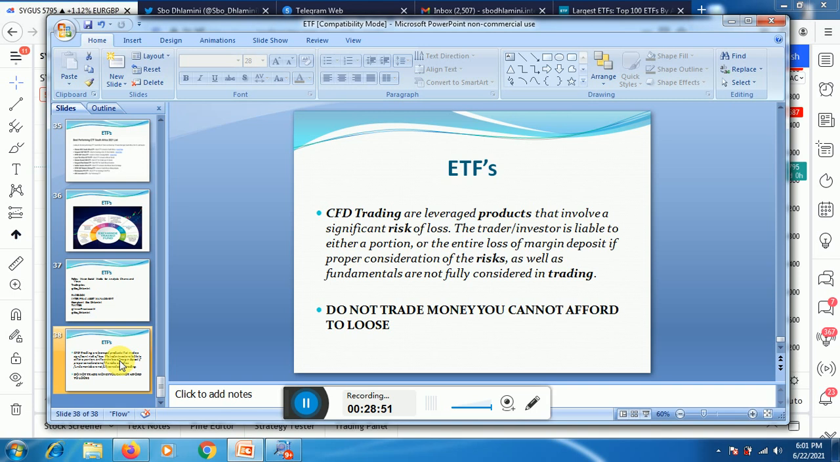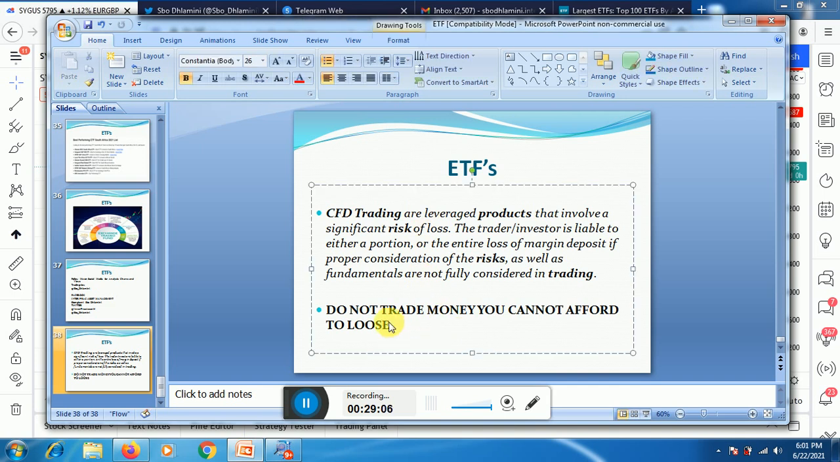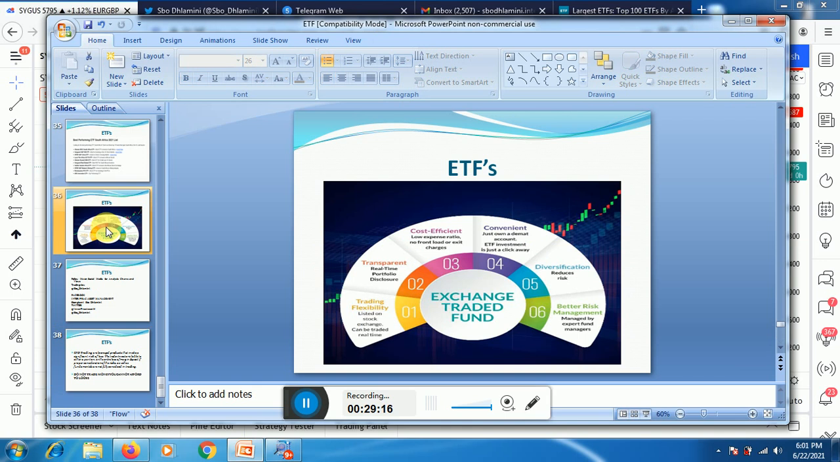So guys, this is a risk disclaimer. Trading CFDs or leverage products involves a high level of risk. So do not trade money you cannot afford to lose. You should be open for a disappointment when it comes to investing, because the market fluctuates quite a lot.